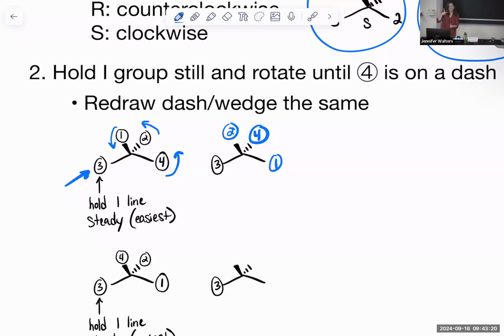I'm just spinning it like a top, where I'm holding line 3, priority 3 steady. Now my lowest priority is on the dash. So now when I connect 1 to 2 to 3, I see that that is counterclockwise, and so that is S. Now it's easier to see that that is S.